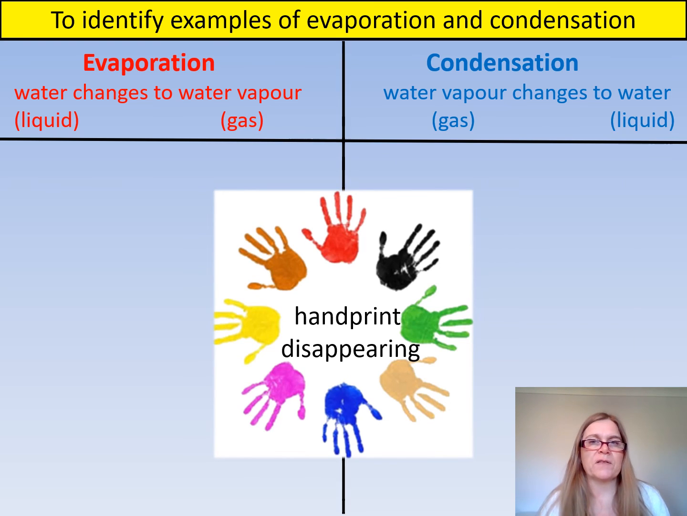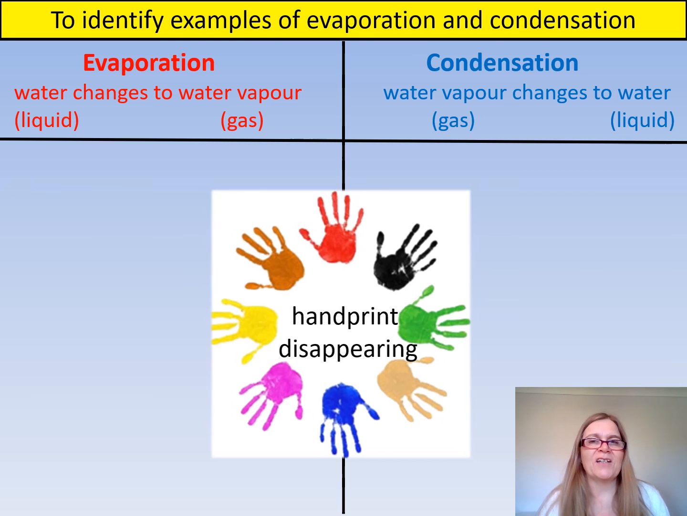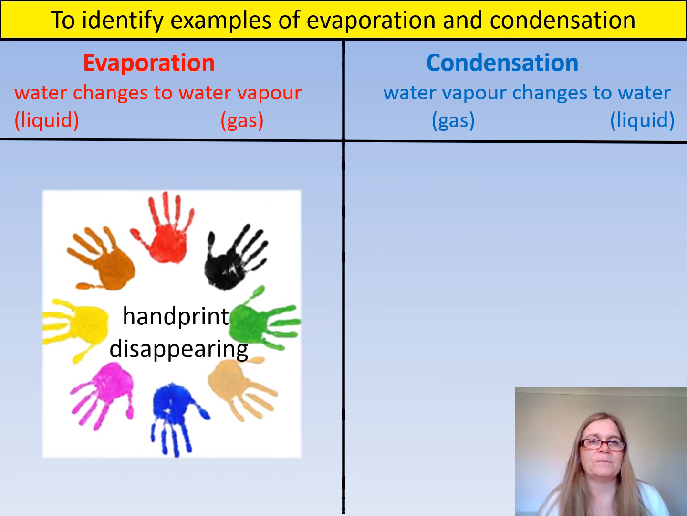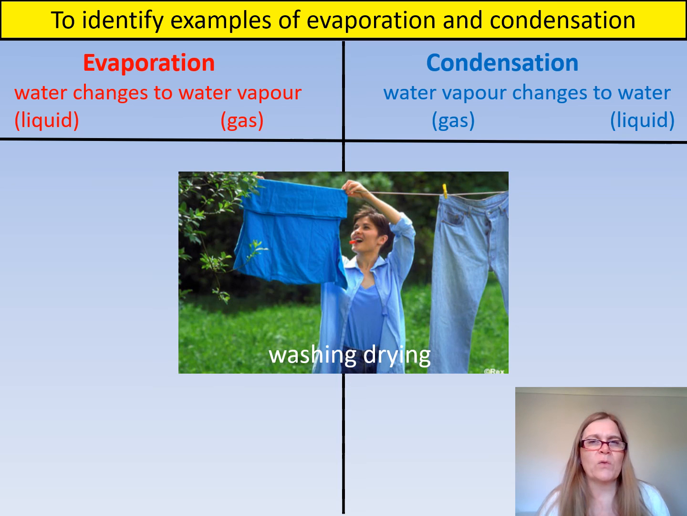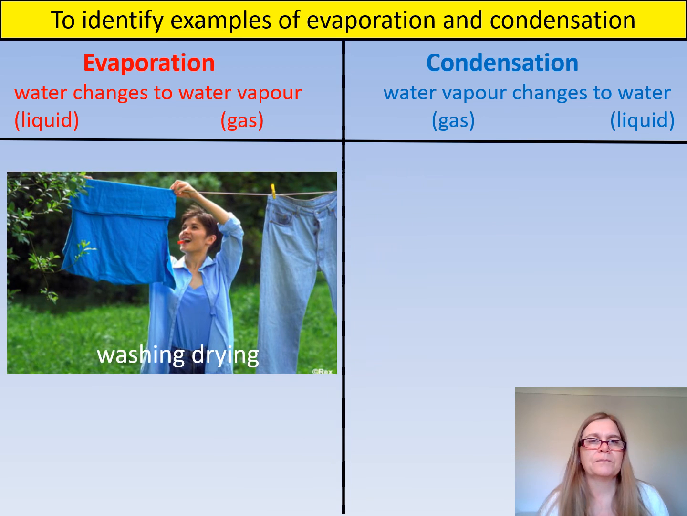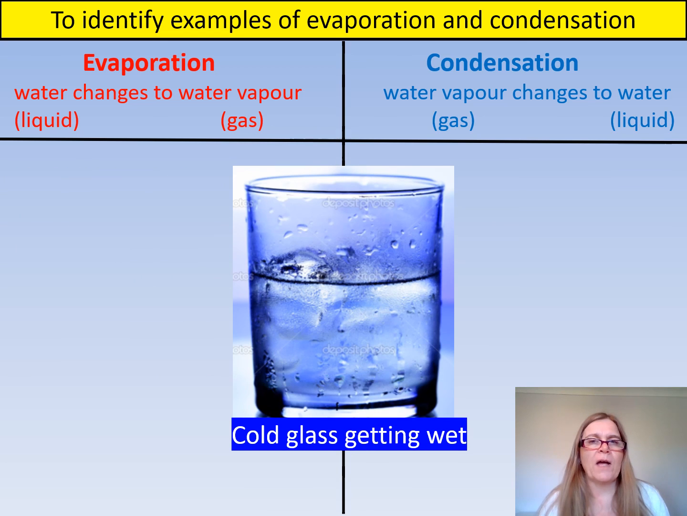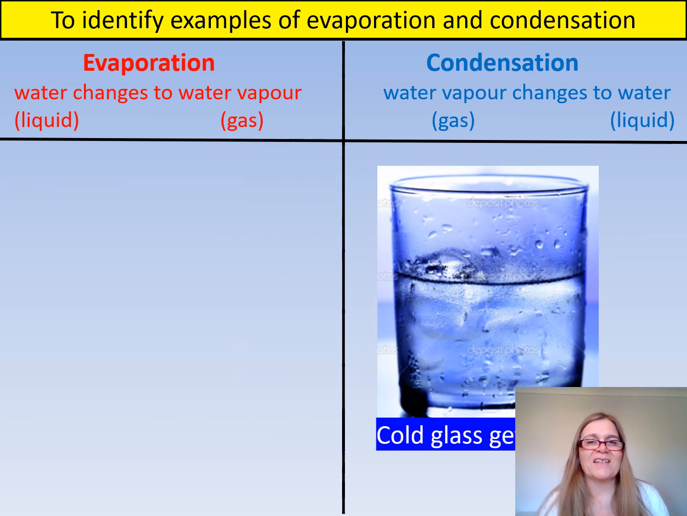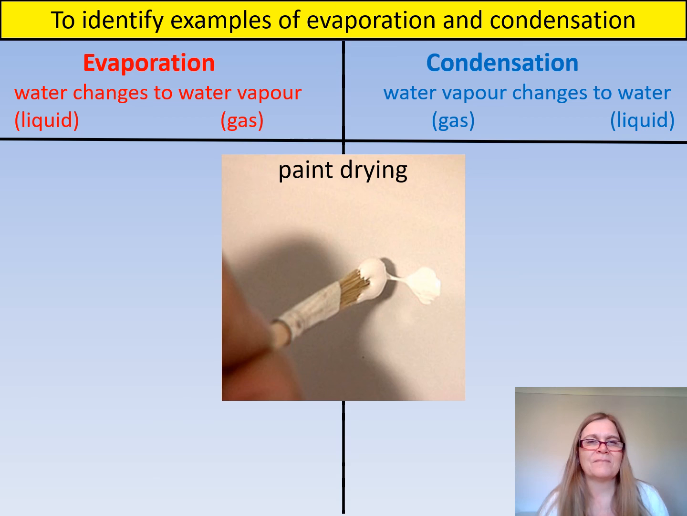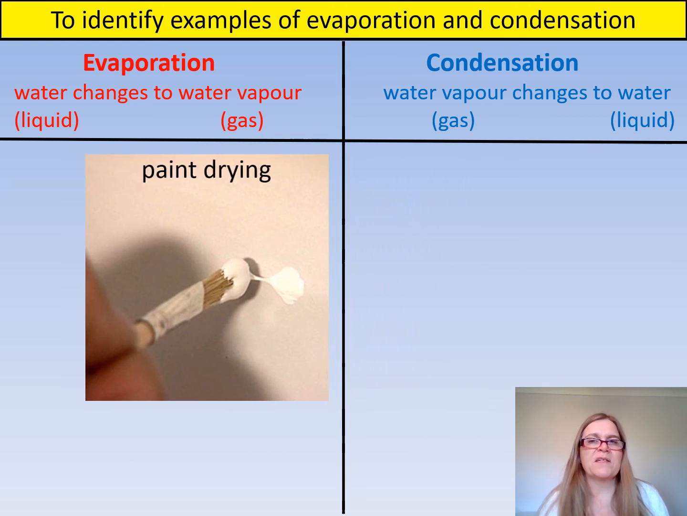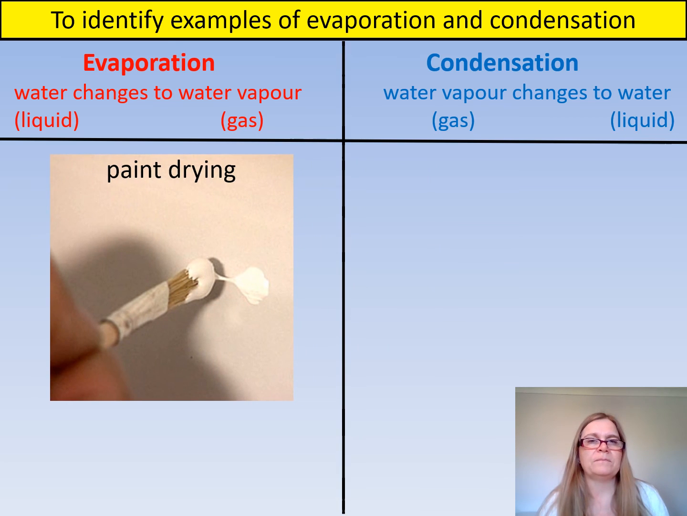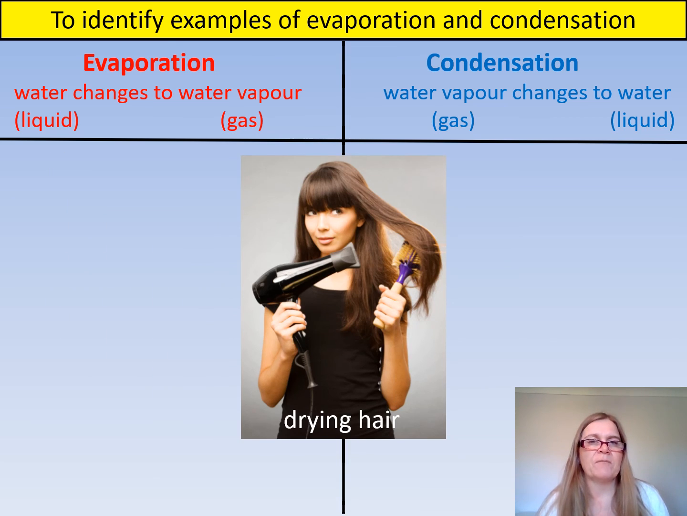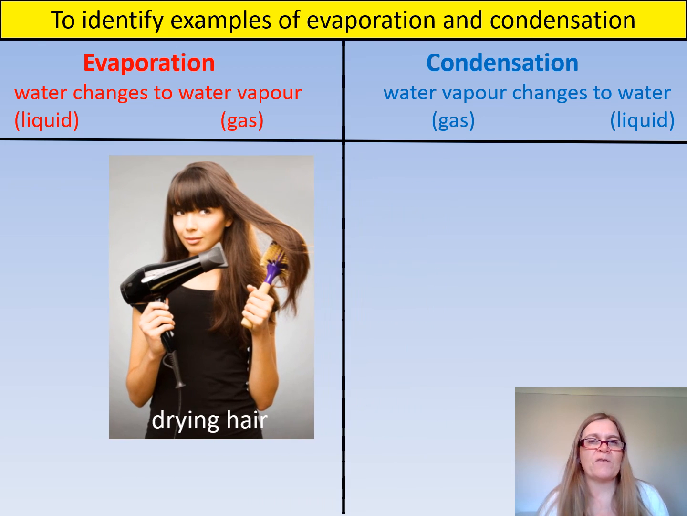What happened to your handprint? Yes, it looked like it disappeared, so that's evaporation. How about drying washing? Great, that's evaporation as well. Can you remember what happened when the outside of the glass got wet? Brilliant, that's condensation. What about paint drying? Fantastic. When liquid seems to disappear, it's evaporation. How about drying hair? Yes, that's evaporation as well.